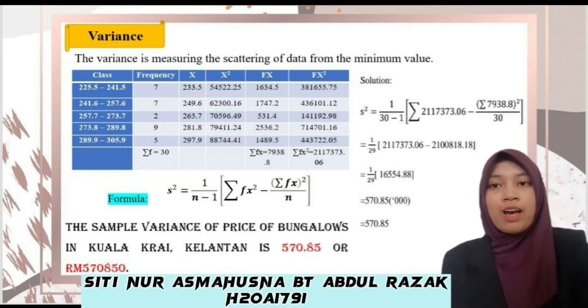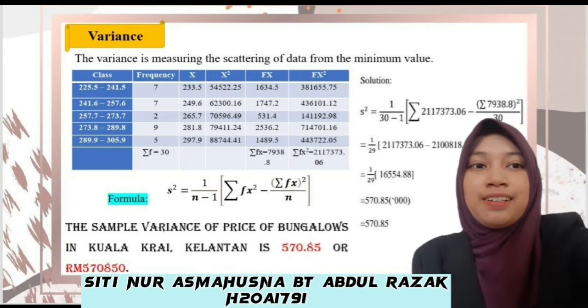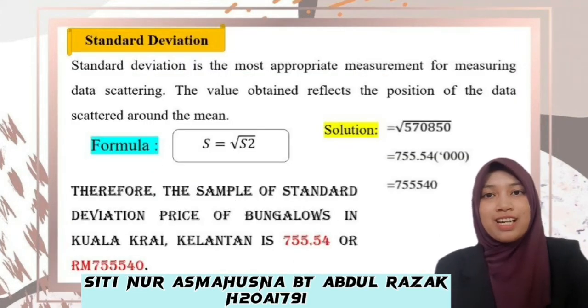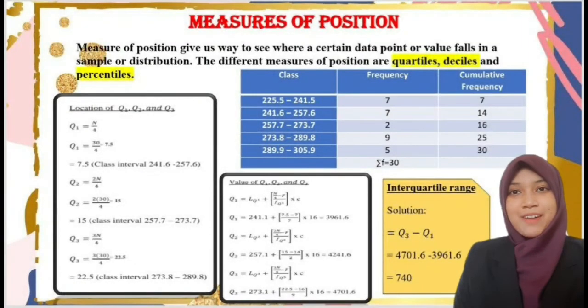570.85 or RM570,850. The formula of the standard deviation is in the slide, and the solution that we can get is the sample standard deviation of price of bungalow in Kuala Krai, Kelantan is 755.54 or RM755,540. The measure of position gives us to see where a certain data point or value falls in a sample or distribution.